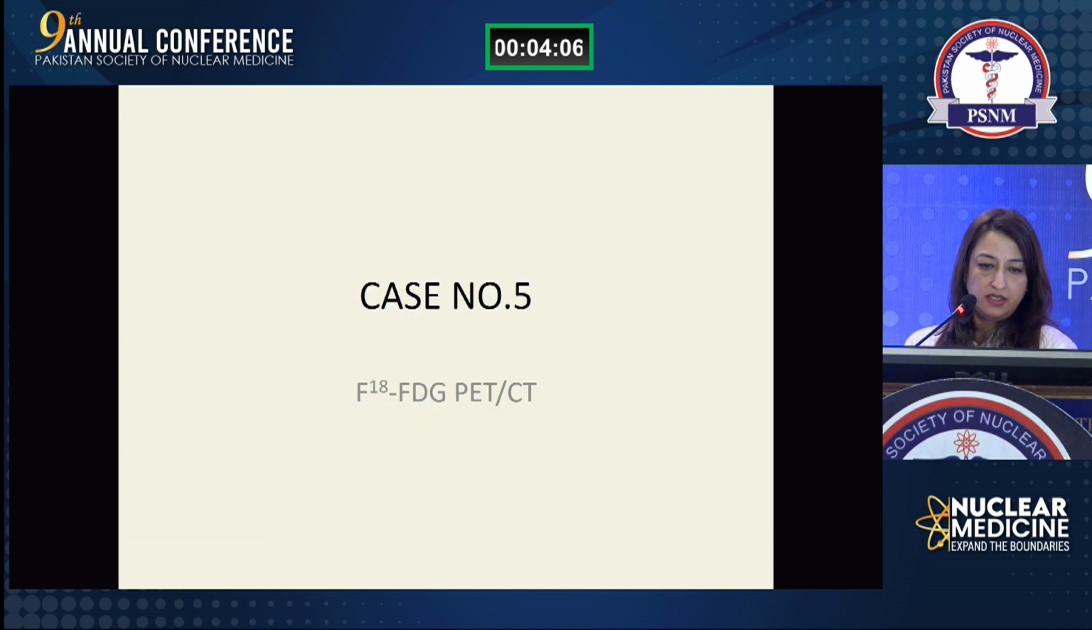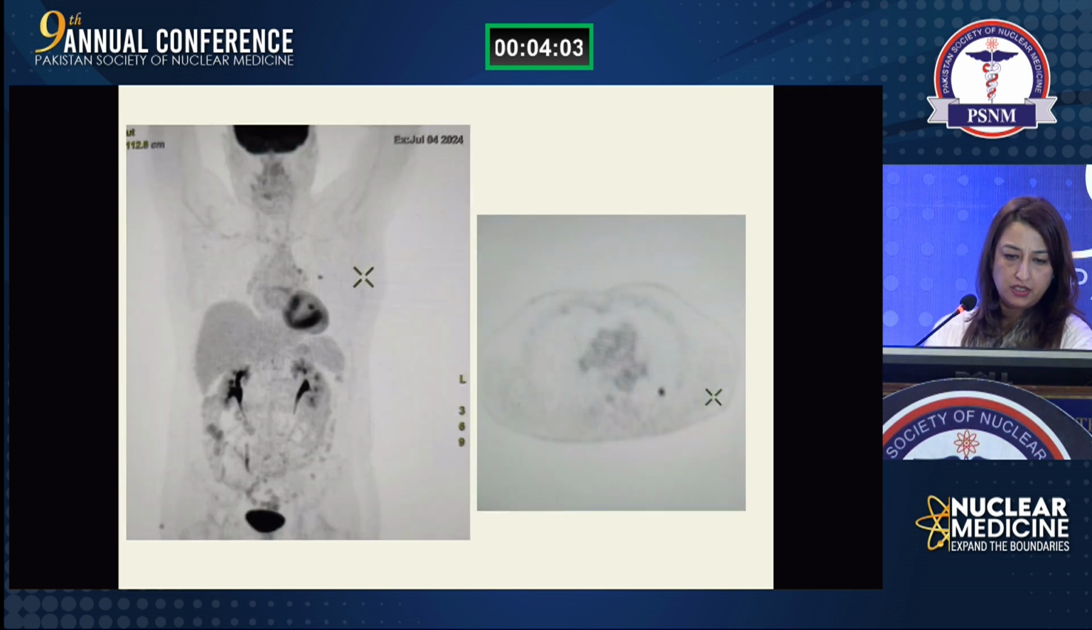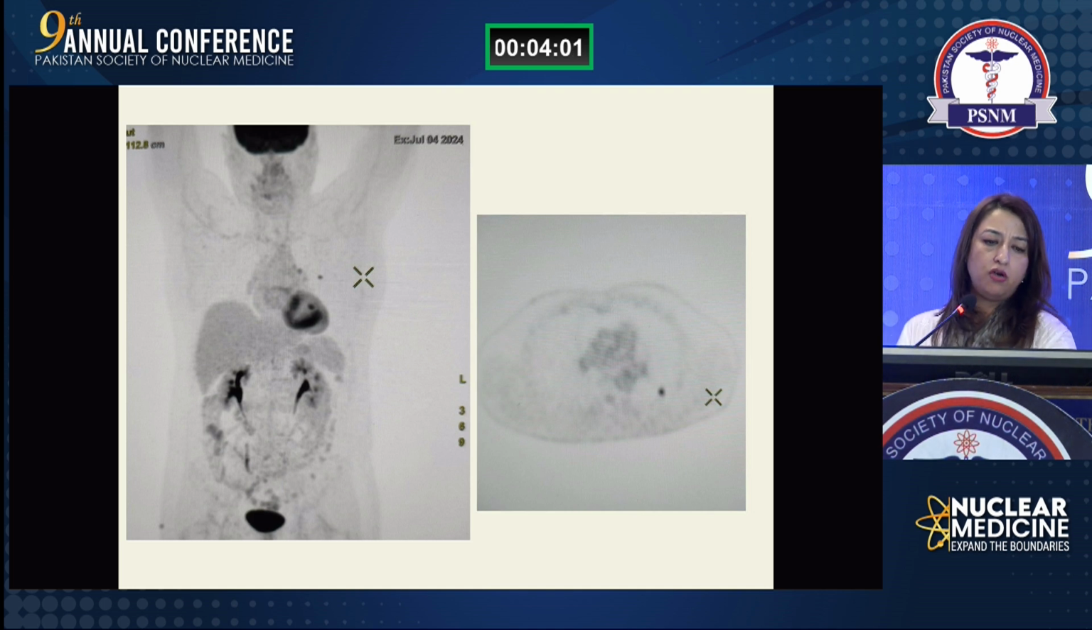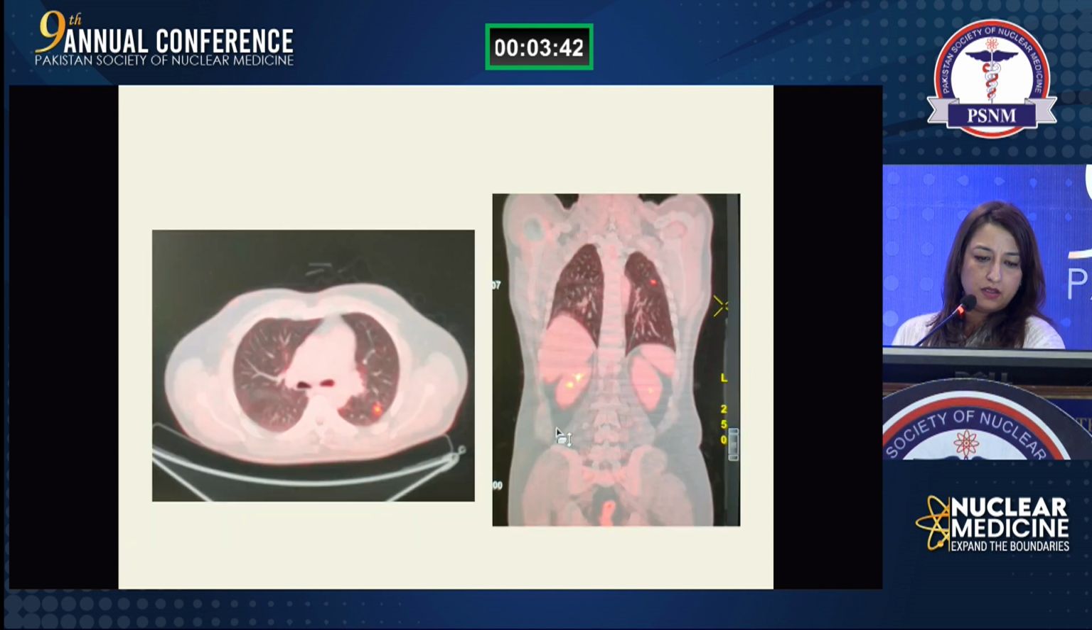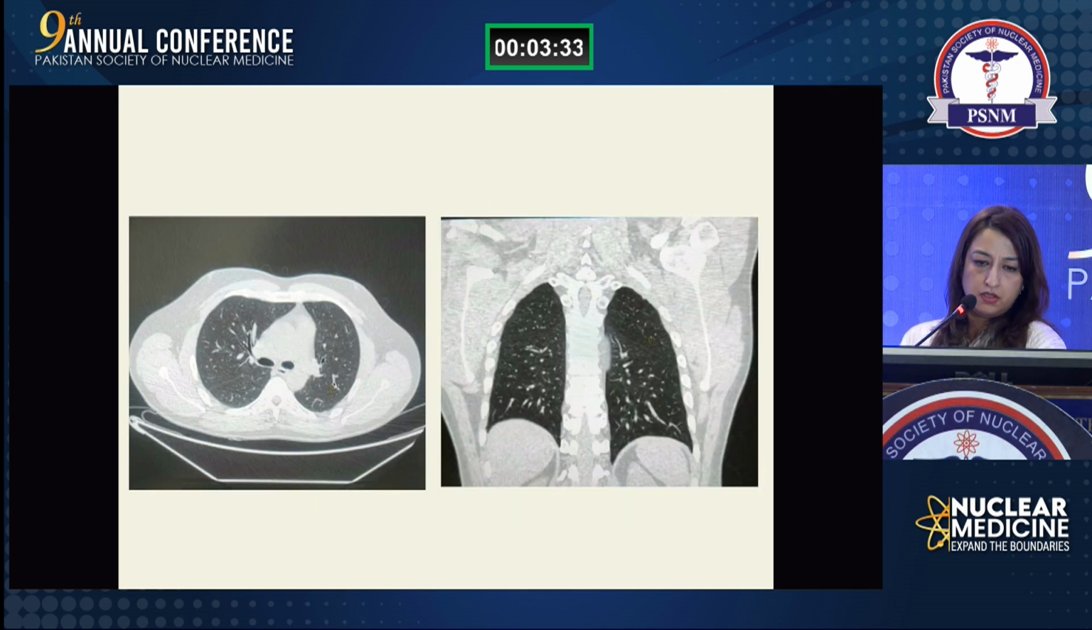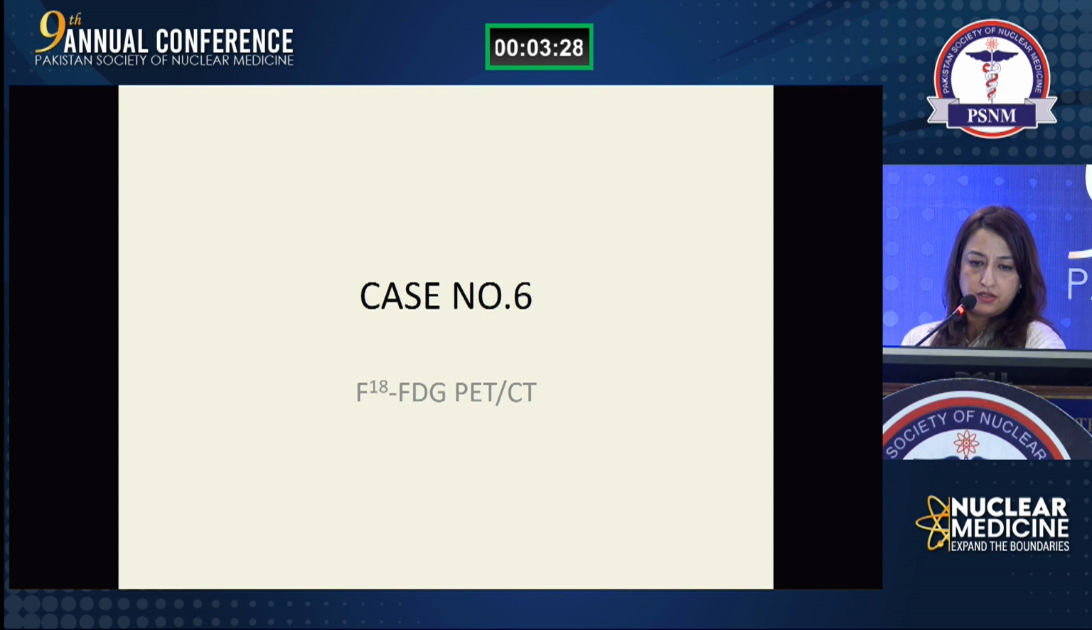This is another interesting case of a patient. This was a case of Hodgkin's lymphoma that was treated, and then there was a slight rise in LDH levels. The patient underwent FDG PET, and you can see in this case that there is a focal uptake in left lung. In the correlative CT image, you can see focal uptake in left upper lobe. However, there was no anatomical abnormality seen on CT correlate.